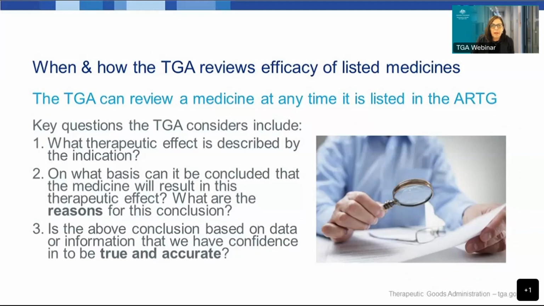The TGA can review a medicine at any time it is listed in the ARTG. We conduct random and targeted post-market compliance reviews of listed medicines on an ongoing basis. During an efficacy review, the key questions we consider include, but are not limited to, what therapeutic effect is described by the indication? On what basis can it be concluded that the medicine will result in a therapeutic effect? What is the reason for this conclusion? And is the above conclusion based on data or information that we have confidence in to be true and accurate?